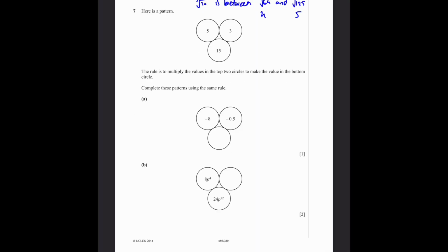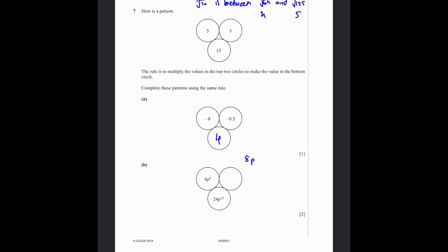Question 7. Here's a pattern. So we have 5, 3, and 15. The rule is to multiply the values in the top two circles to make the value in the bottom circle. Complete this pattern using the same rule. Negative 8 into negative 0.5 is equal to 4. 8p to the power 4 multiplied by x is equal to 24p to the power 12.